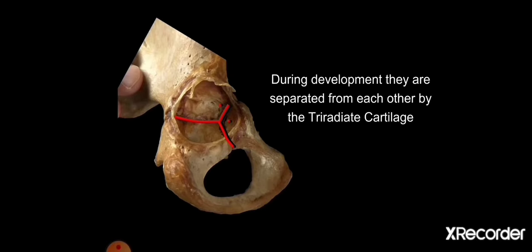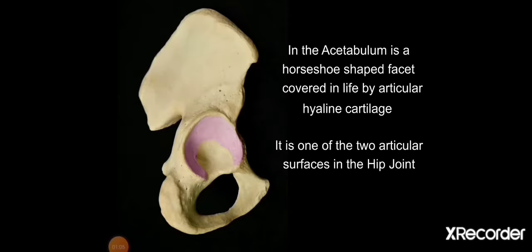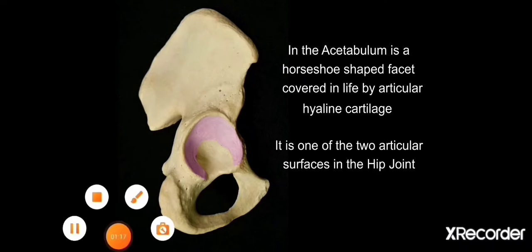During development, they are separated from each other by this triradiate cartilage, which demarcates the union of the three bones, that is ilium, ischium and pubis. In the acetabulum, there is a horseshoe-shaped facet which is covered in life by articular hyaline cartilage. It is one of the two articular surfaces of the hip joint.